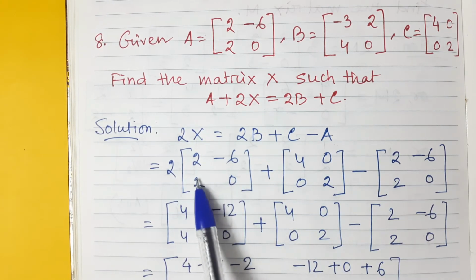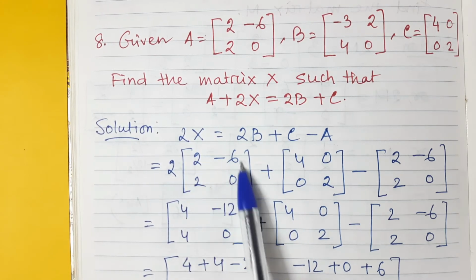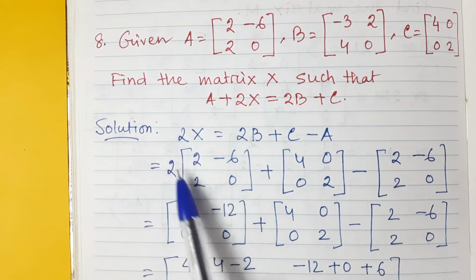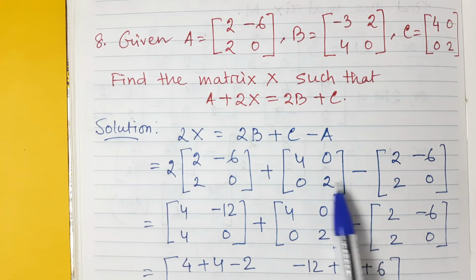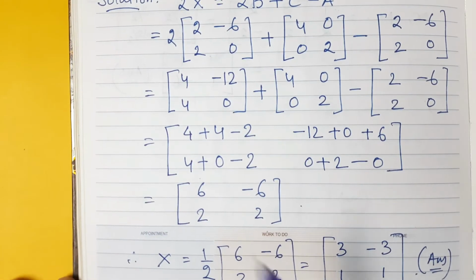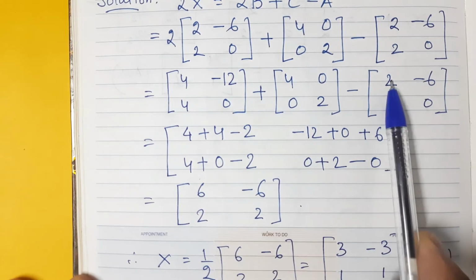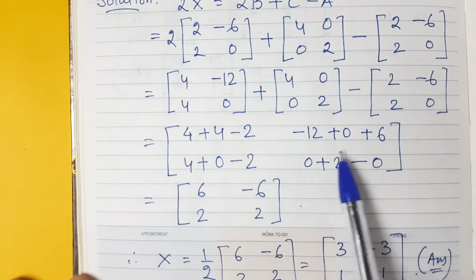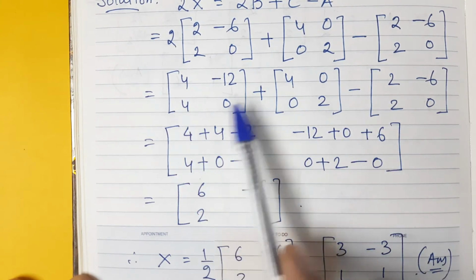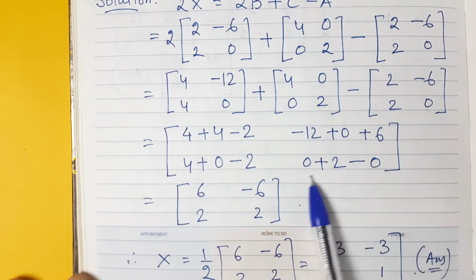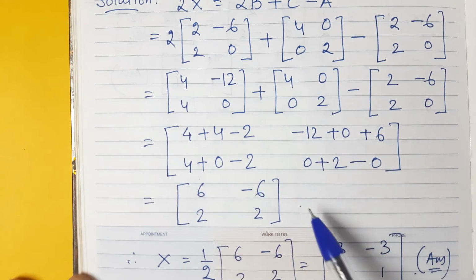For that, first you need 2 multiplied by this matrix, which is 2 into 2, 4, 2 into minus 6, minus 12, 2 into 2, 4 and 2 into 0 is 0. These matrices are there. Now you do this plus and minus directly. So 4 plus 4 minus 2, this minus 12 plus 0, then minus of minus 6, that is plus 6. Then 4 plus 0 minus 2, this 0 plus 2 and then minus 0. After calculation you are getting this matrix.